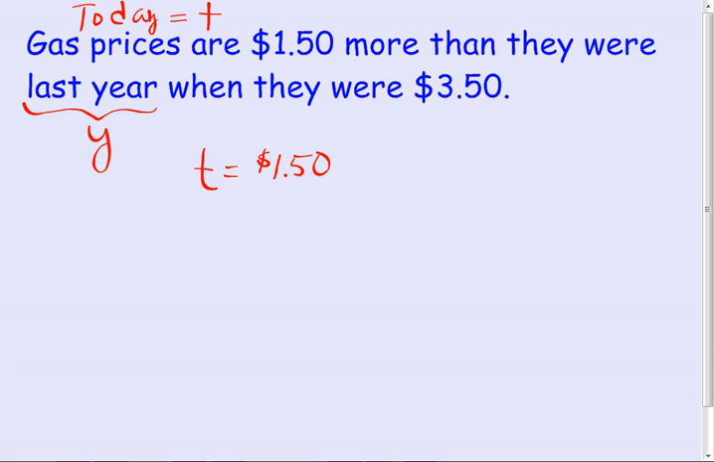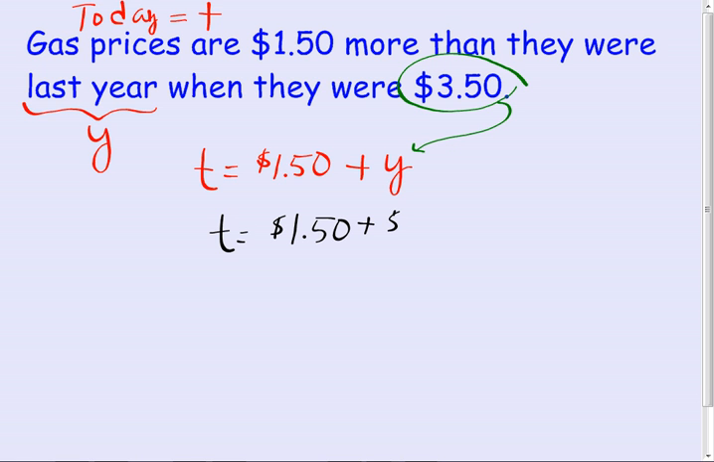What operation do I need? If it's $1.50 more, add, subtract, multiply, divide? Add. Than last year, which was Y. Okay. Last year it was $3.50. What's the price today? No, it's not $4. Bigger than that. Plus $3.50. Okay, break it into smaller pieces.